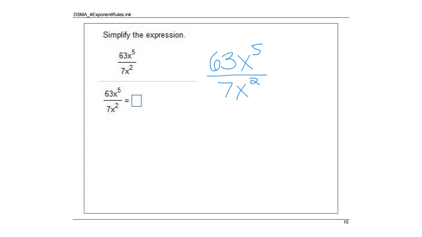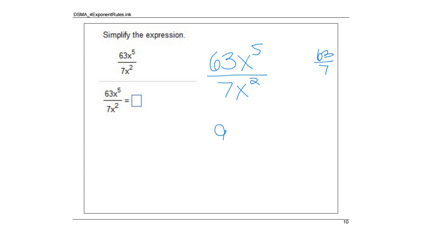Now, when these problems get more complicated, we have to really be careful that we take care of the numbers differently than we do the variables. The numbers are not subject to exponent rules, unless you see exponents on them. So the numbers can actually go in the calculator. If you want, you can just put 63 divided by 7 in your calculator. Just don't put the x's because that'll give you an answer, but it won't be the right answer. So we want 63 over 7.